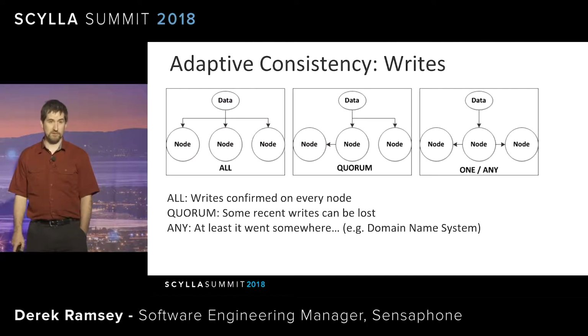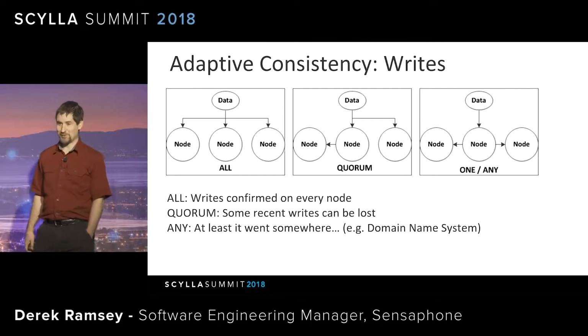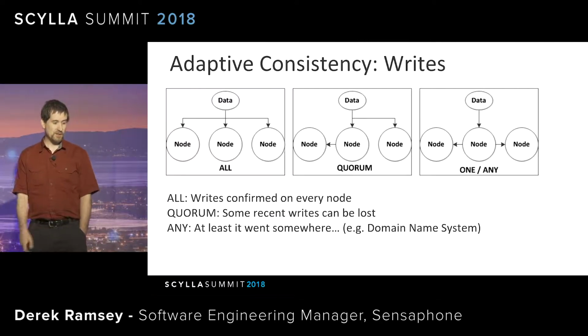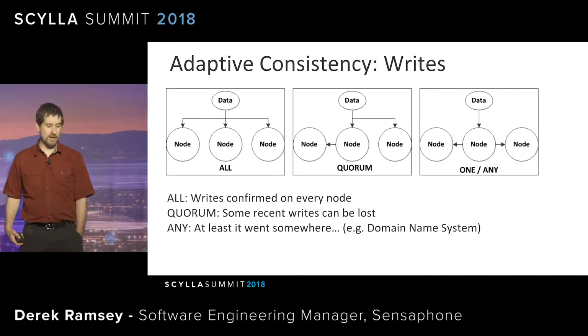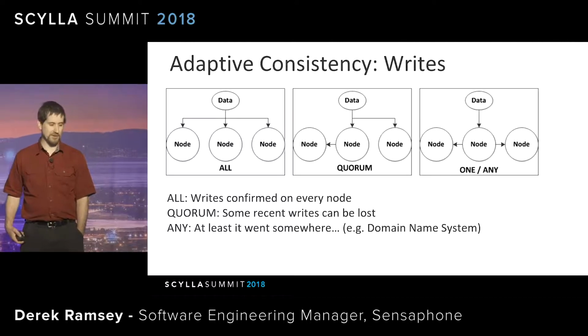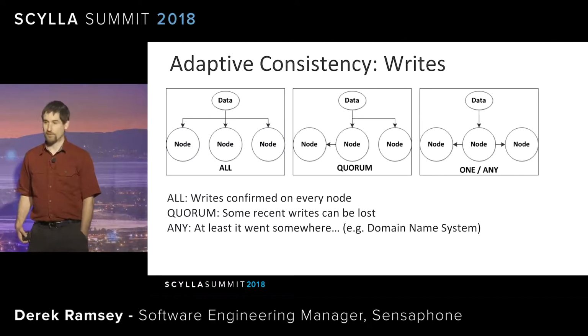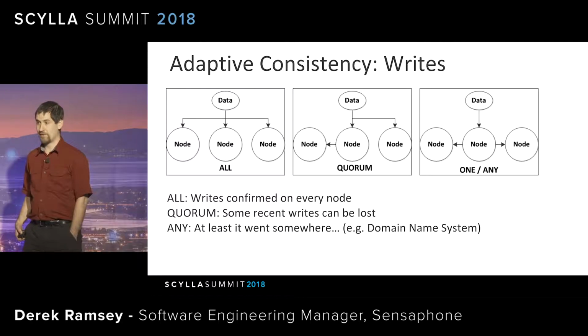Just a review of, or an introduction to consistency mode, depending on what you know already. Consistency mode all is where you write to all the nodes. Quorum is where you write to 2 out of 3, or a majority of the nodes. And there's another mode where you can just write to 1 of the nodes. So if you write in quorum, you have to have at least 2 nodes go down before you will lose any data. So that's still pretty good.